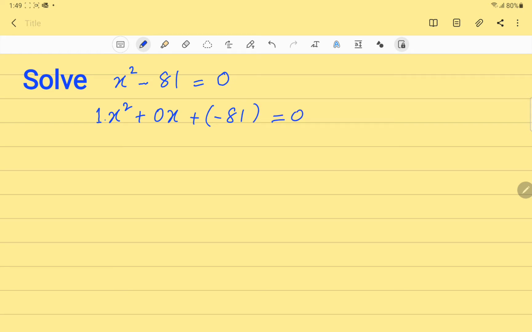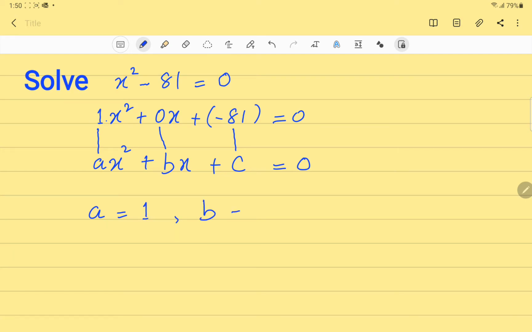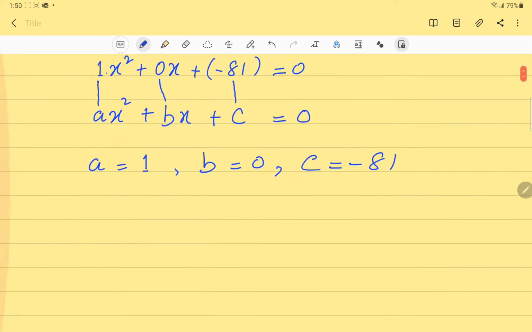Okay, we will compare this equation with the general form of the quadratic equation, which is like this. So when we are comparing these two equations, we see that a is equal to 1, b is equal to 0 and c is equal to minus 81. A is 1, b is 0 and c is minus 81.